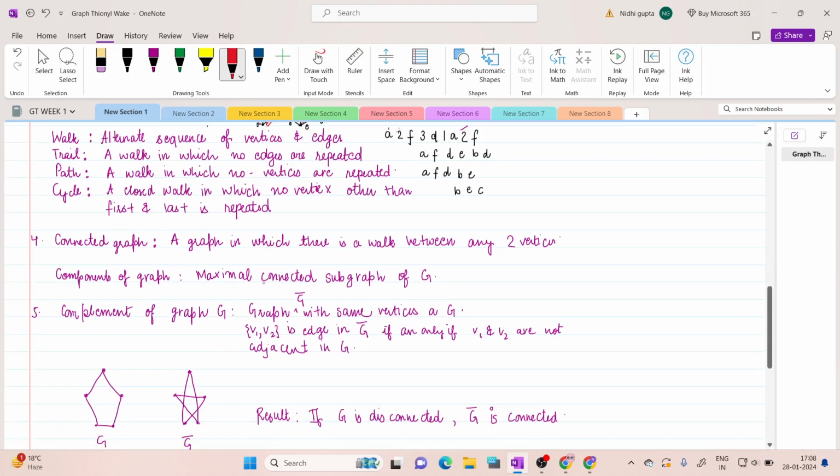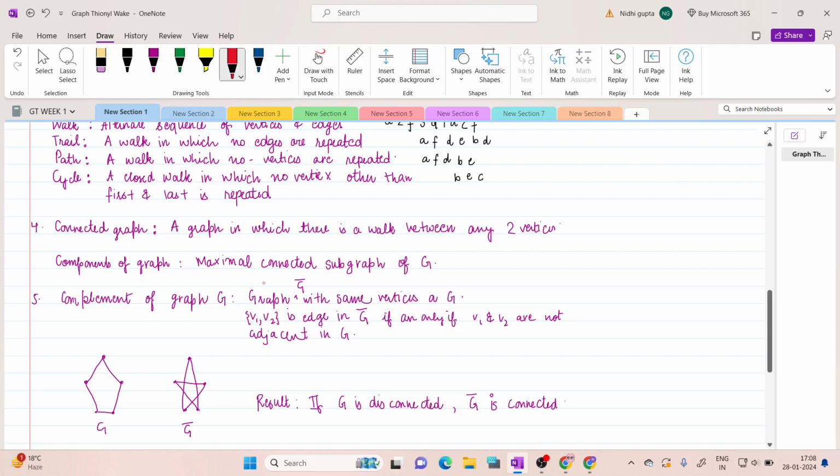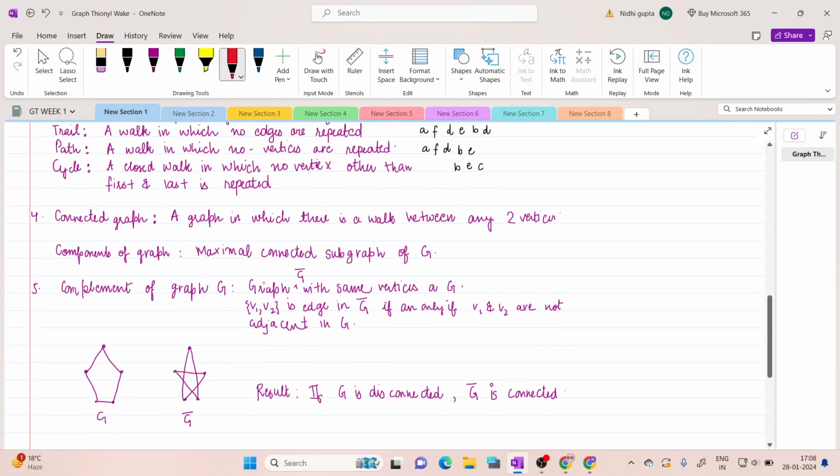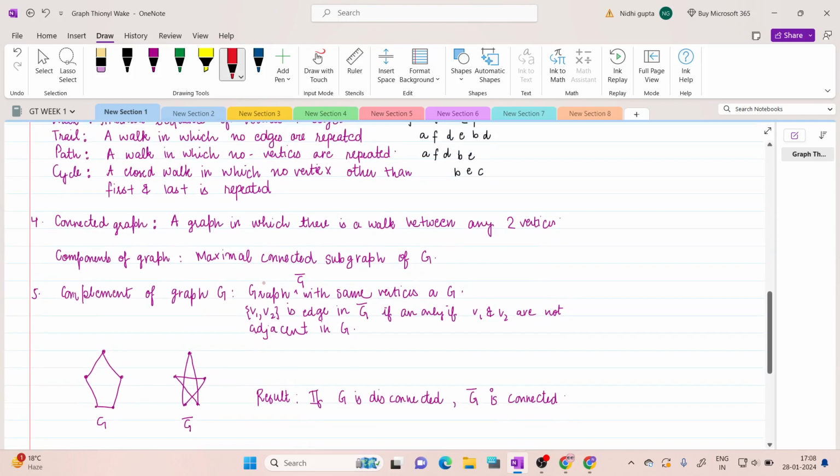And then lastly, the concept was the complement of a graph G. If G is a graph, the complement of G will be another graph with the same vertices, but if an edge is not present in G, it will be present in G bar. So G complement comprises all those edges which are not present in G. And then we had this result that if G is disconnected, then G bar is connected.